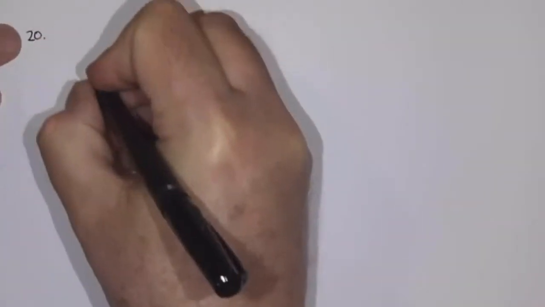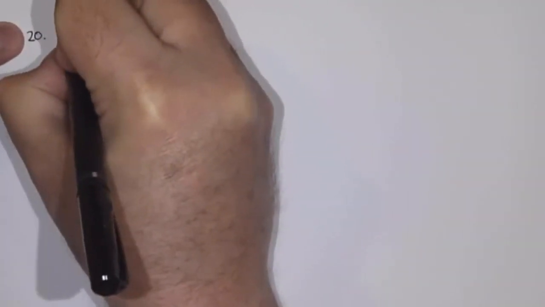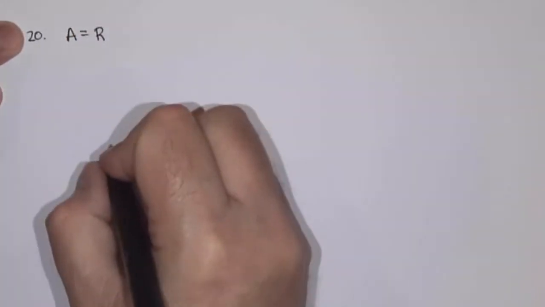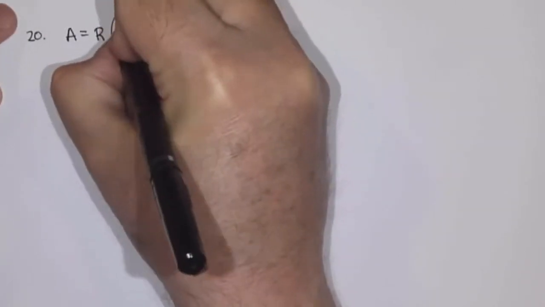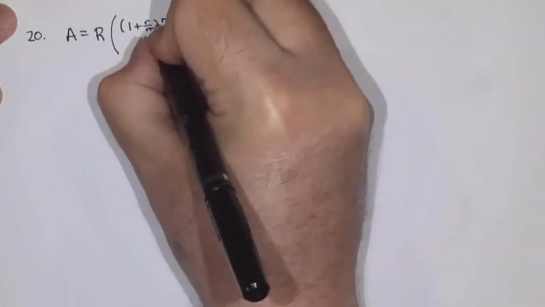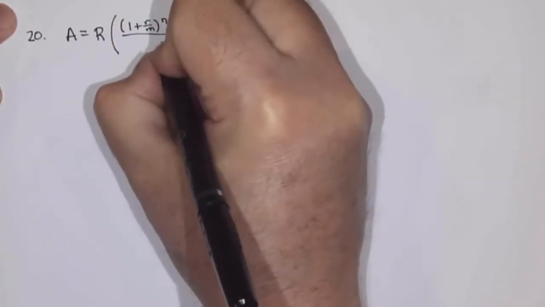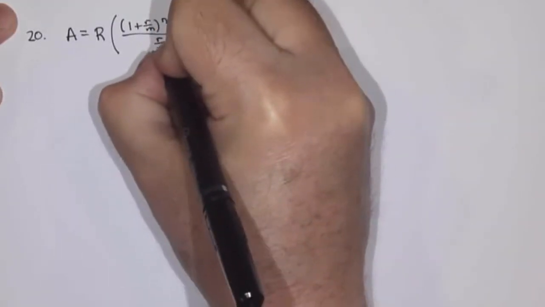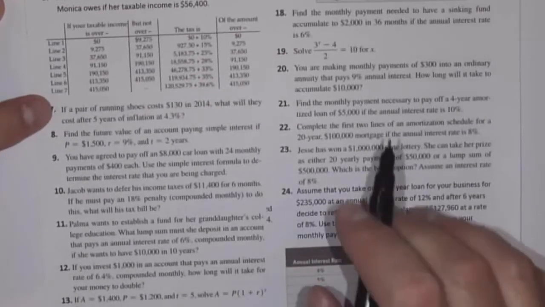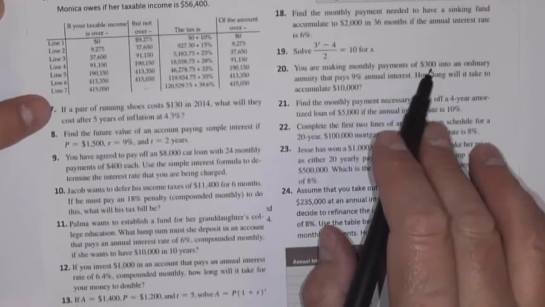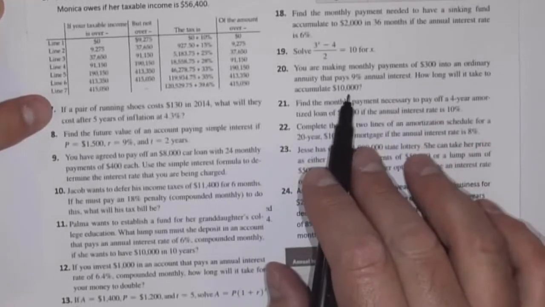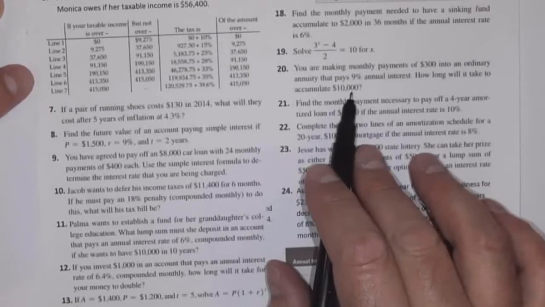So number 20, our ordinary annuity formula: the future value A is going to equal our monthly payment R times the quantity (1 plus r over m) raised to the n power, minus 1, and that's all over r over m. In this particular problem, we're told that we're making monthly payments of $300, so that is R. We know our interest rate's 9%, so that's lowercase r, and we want to accumulate $10,000, so that's A.